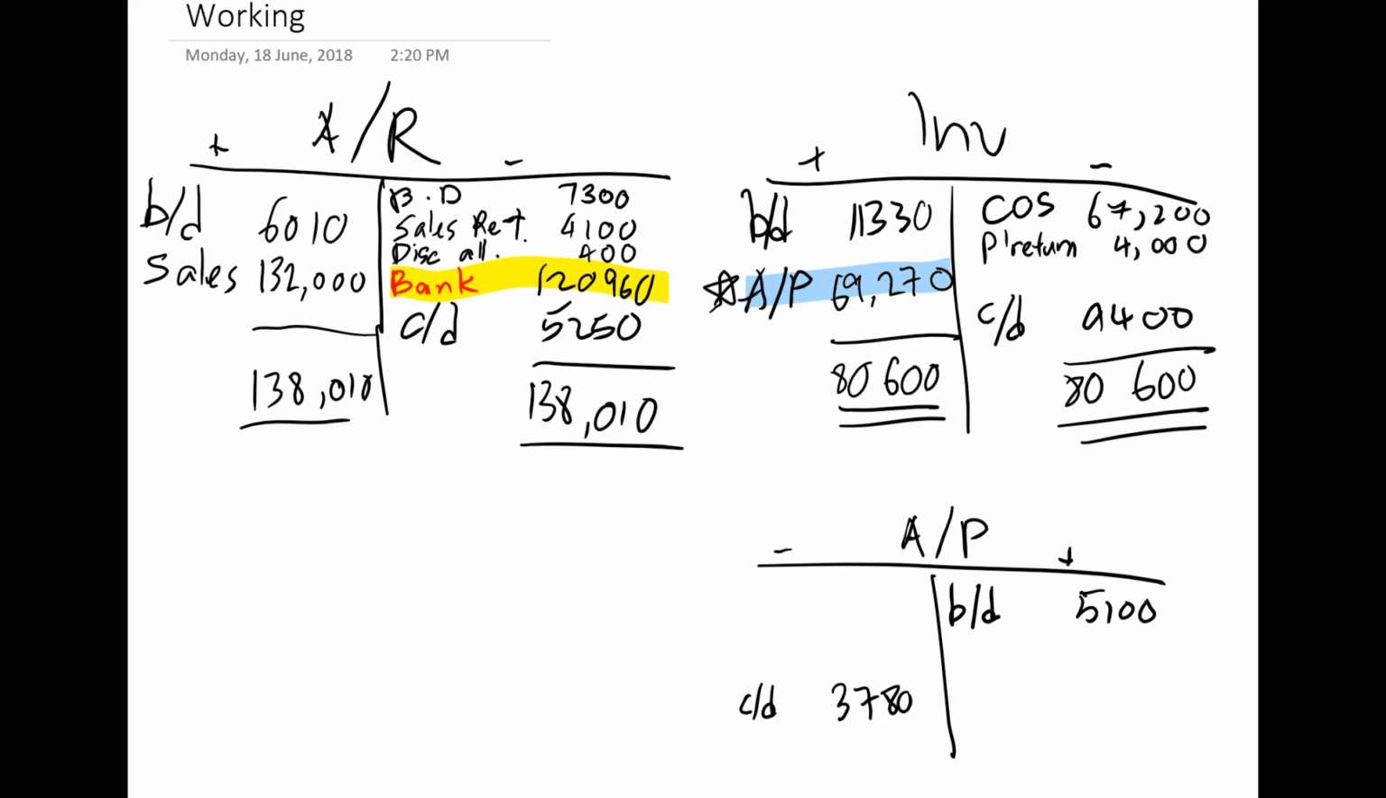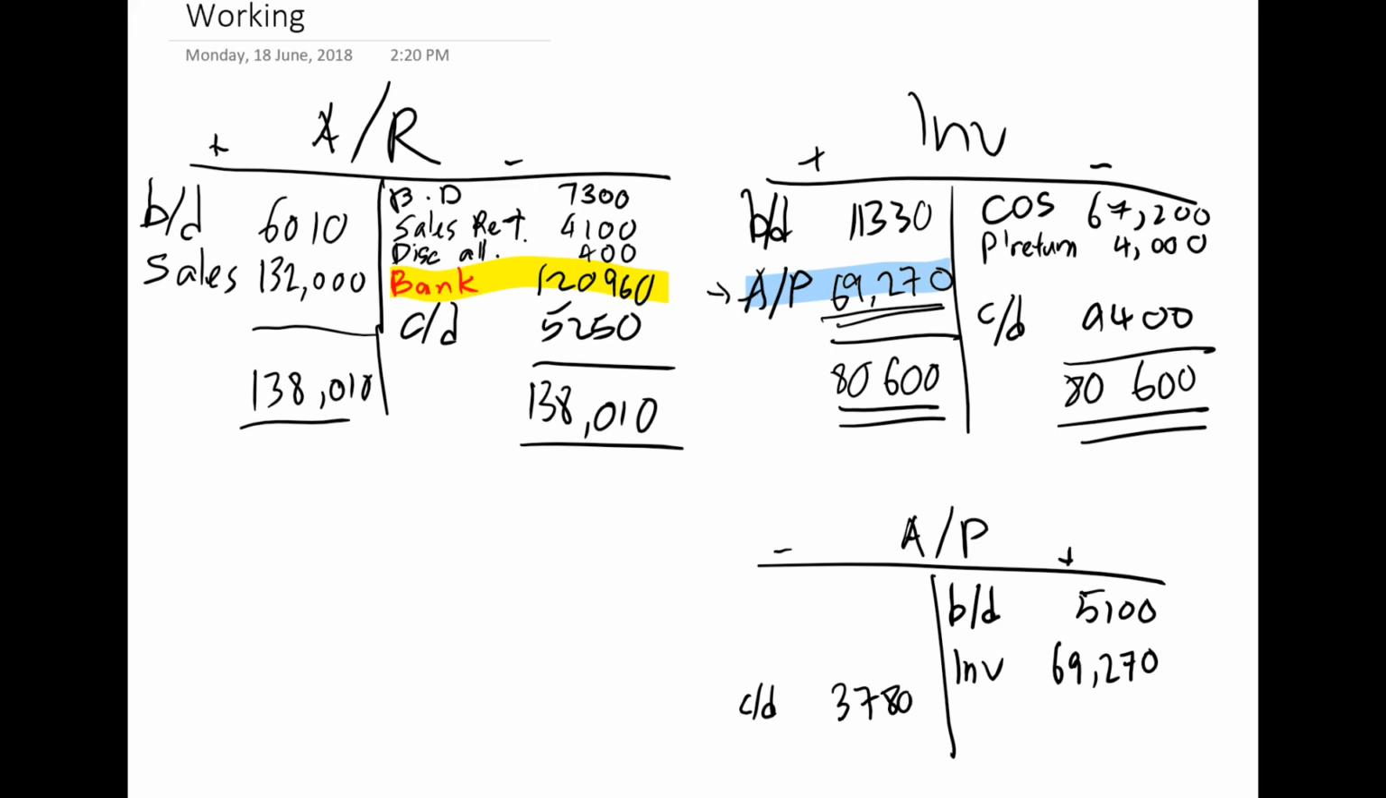Next, we need to record the amount of inventory that we have bought this year, which is 69,270, into your accounts payable. I bought this inventory of 69,270 on credit, so my accounts payable will increase by 69,270 as well, because I have purchased the inventory but I haven't paid them yet.